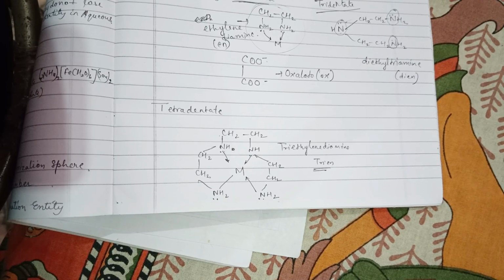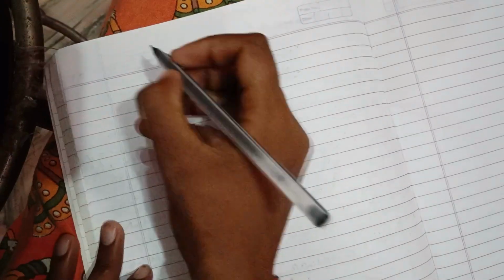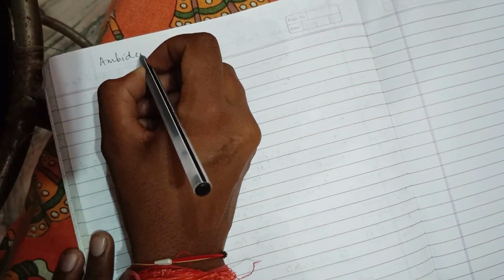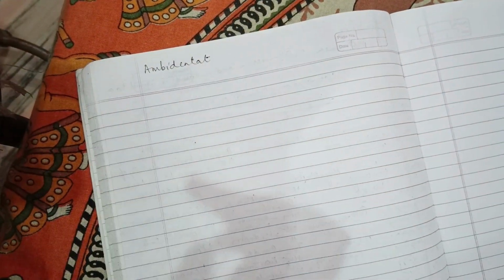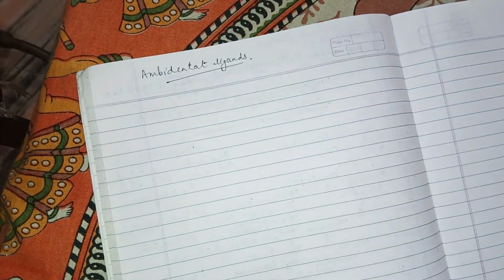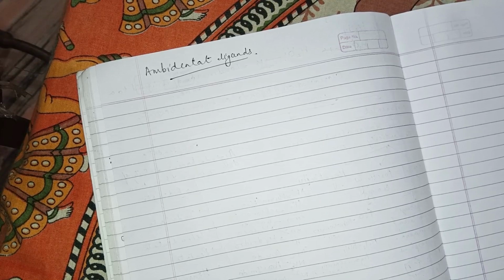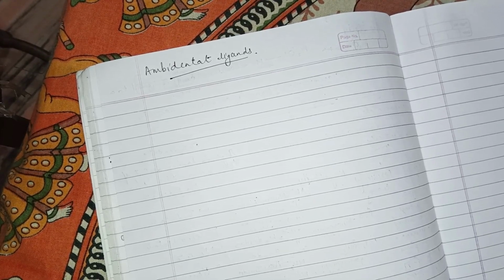Now, another type of ligand is the ambidentate ligand. So next is ambidentate ligands. So what are ambidentate ligands? A monodentate ligand which has two or more different donor atoms and can coordinate with a metal through either of the two or more different atoms.